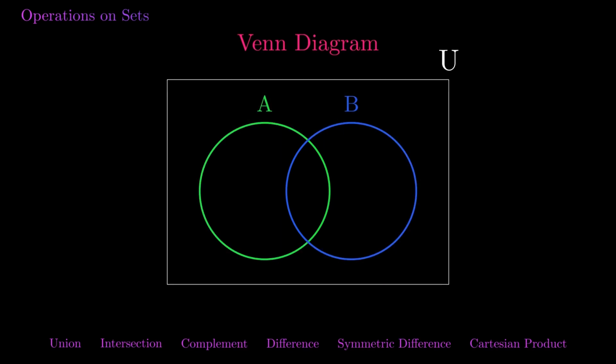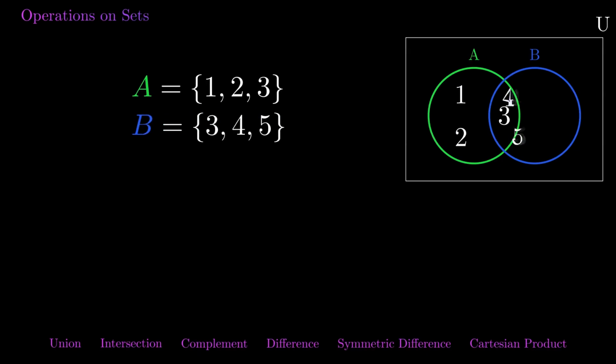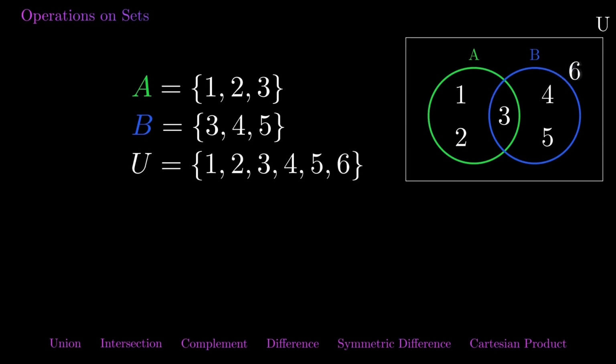For our examples, let's use these two sets. Set A equals {1, 2, 3}. Set B equals {3, 4, 5}. And we'll say our universal set U equals {1, 2, 3, 4, 5, 6}.